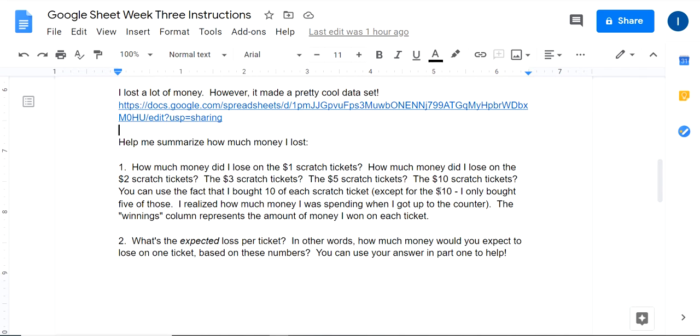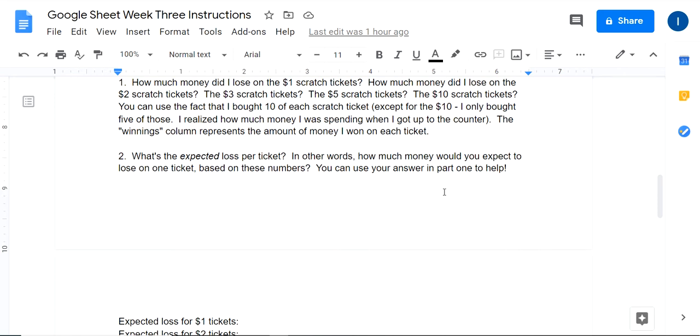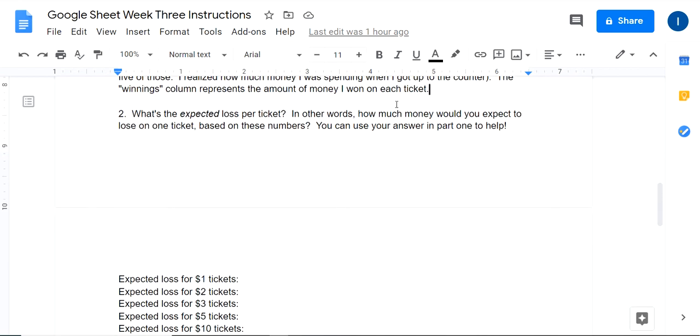I didn't buy 10 of the $10 tickets because I realized as I started calculating this in my head at the gas station, I was like, I'm spending a lot of money here. You can even calculate how much I earned. It's not a lot back. It was a huge loss for me.